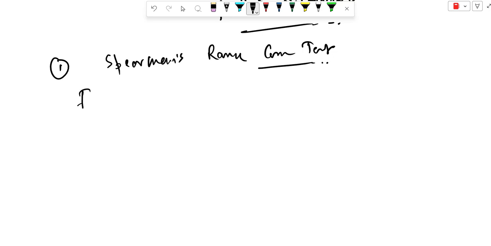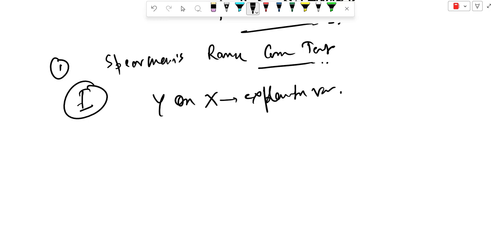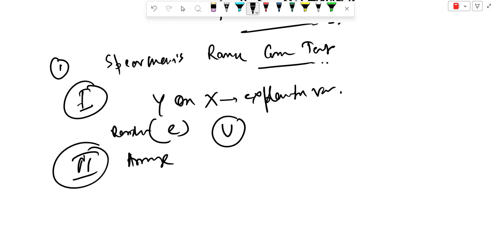Step one is to regress y on x, where x is the explanatory variable, to obtain the residuals. First, you have to find the residual term e, which are estimates of the disturbance terms u. Step 2 is to arrange all these e, ignoring the signs obviously, and the values of x in ascending or descending order.